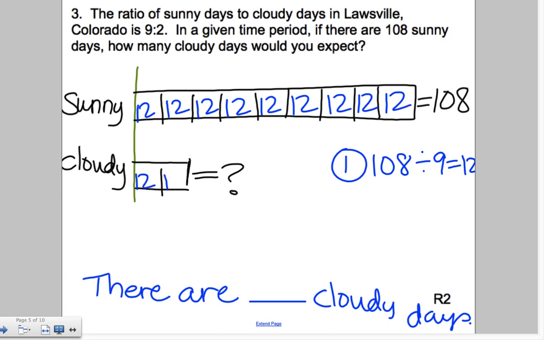So what's the final calculation to figure out our question? 12 times 9. 12 times what? 2 is what? 24. 4, and our last thing is? Fill it in.